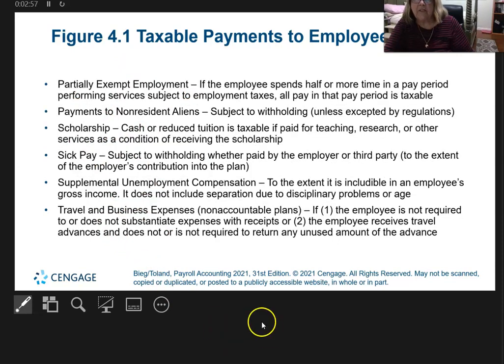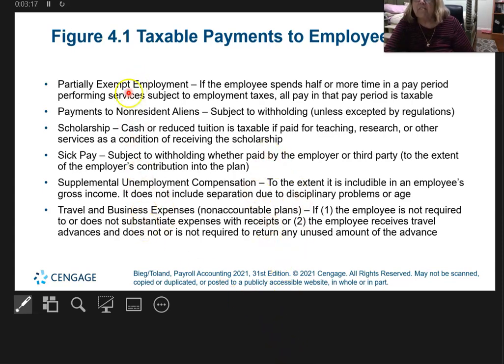And here's another list. So you need to check to make sure what exactly is going to be taxable. If you're the employer, you need to know what is actually going to be subject to FIT taxes and what is not. Now, one of the things that this doesn't talk about is fringe benefits.